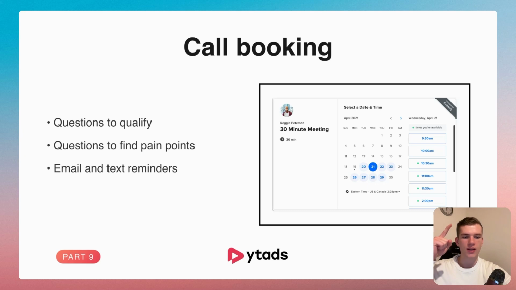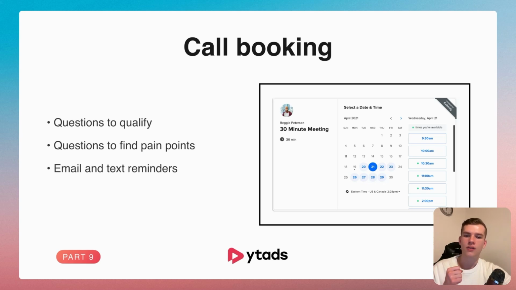We can implement a little form the person has to fill out before they're able to book a call with us. And in this little form, we want to have a few questions to qualify the person. We want to make sure we only get on phone calls with qualified people. So we have to have a little bit of information about the person to determine if he's qualified or not.